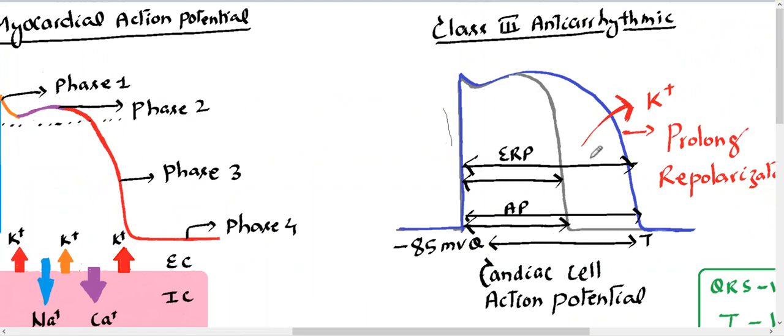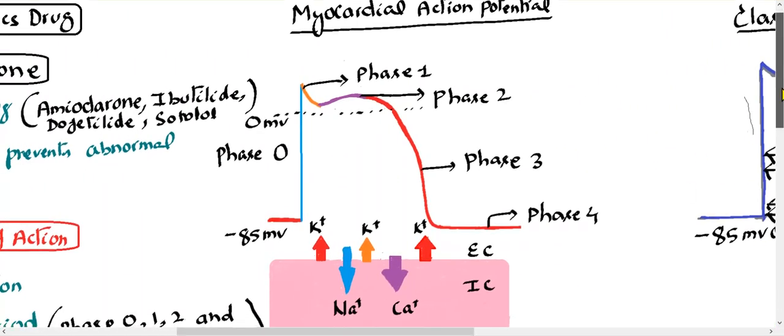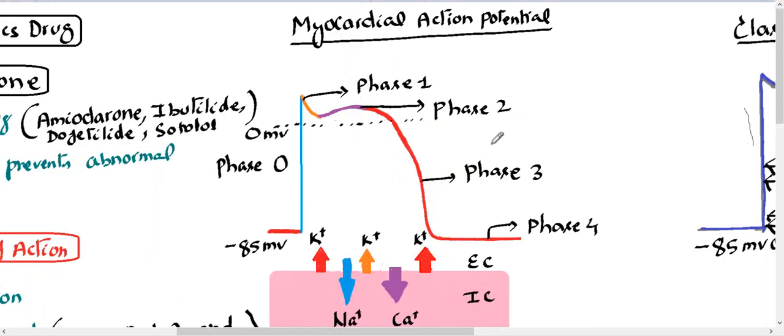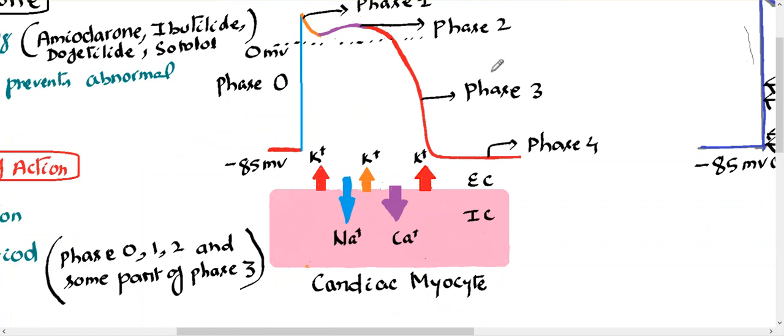Before I discuss the class 3 antiarrhythmic drug on the action potential, let us understand the myocardial action potential. As you can see here, this is the cardiac myocyte with the intracellular and extracellular compartments, and there is phase 0, phase 1, phase 2, phase 3 and phase 4. What happens in phase 0? Phase 0 is a phase of depolarization and this is repolarization. During phase 0, the voltage gated sodium channels open. During phase 1, there is inactivation of the sodium channel and potassium channels begin to open. In phase 2, there is calcium influx and potassium efflux. Phase 3 is where there is a massive efflux of potassium.